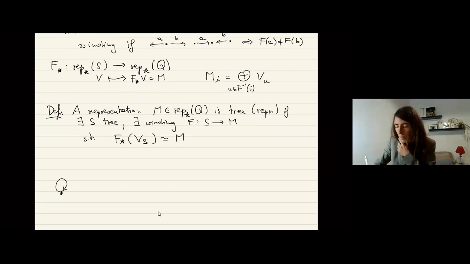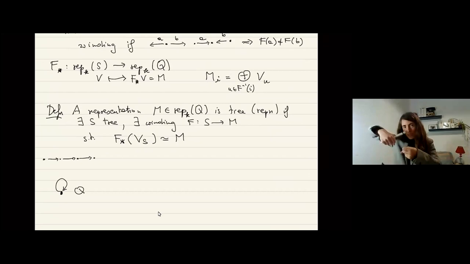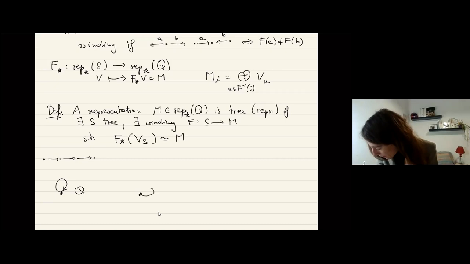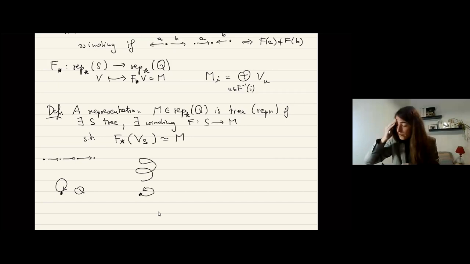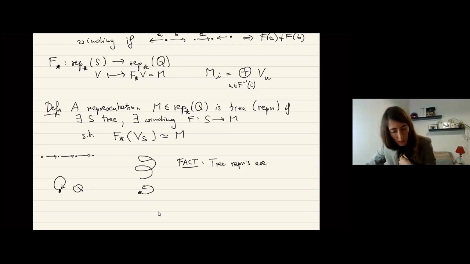And then our S is just some, I don't know, A4, okay? And so what's happening is that I'm sort of looping this around, okay? So I have not many choices, so I'm sending all vertices to the unique vertex and all edges to the unique edge. And so I should imagine this way. That's by winding. So now in fact, which is actually easy to get convinced by, is that tree representations are indecomposable.